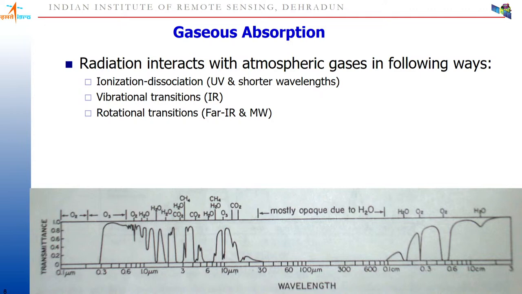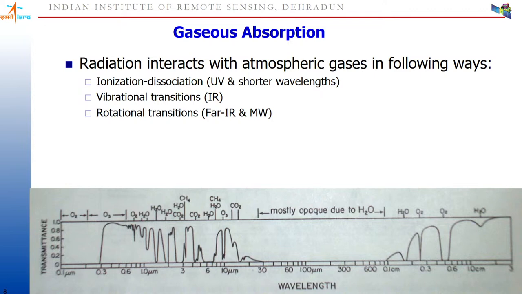So when electromagnetic radiation passes through the atmosphere and, after reflection, reaches the satellite, in that whole atmospheric layer the particles can scatter, while molecules can absorb. The absorption occurs when the molecule has the same frequency as the incident energy. So it is a resonant frequency. Whenever there is a resonant frequency, the absorption will happen.